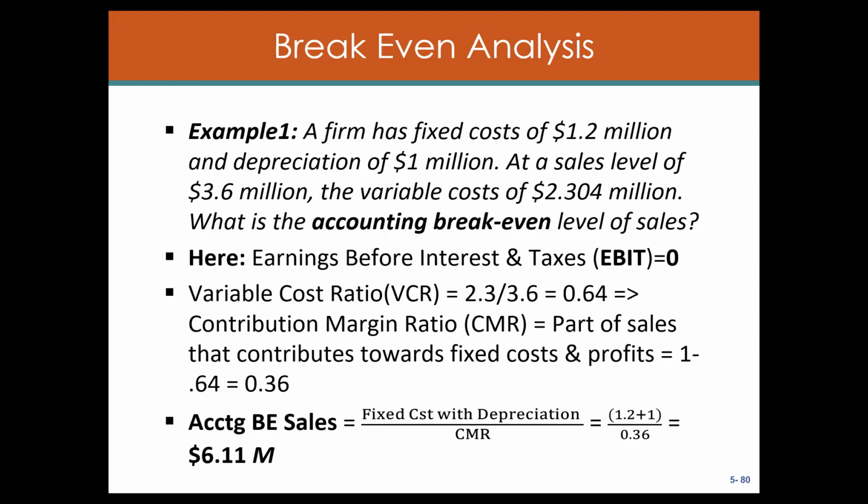So my fixed cost is 1.2 million plus my depreciation is 1 million. Remember over here, depreciation is an artificial expense, and depreciation is also fixed. It's one of the fixed costs. So fixed cost with depreciation divided by my CMR, I call it contribution margin ratio. This language will not be there in your book, but this is a very useful tool. It explains in a phrase what you have to divide by. So it's 1.2 million plus 1 divided by 0.36, that is 6.11 million, the accounting break-even sales. At this level, there will be no profit, no loss.